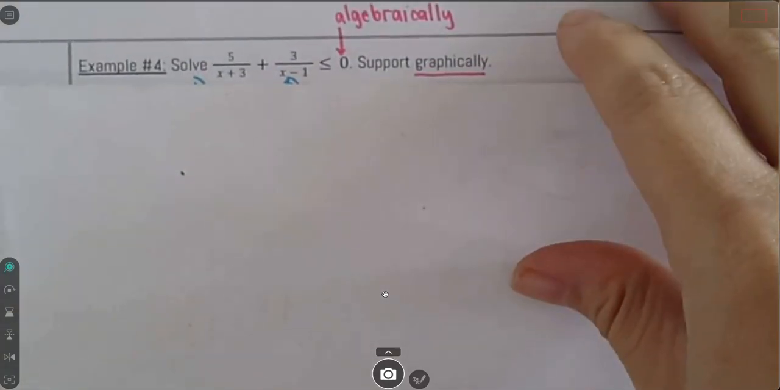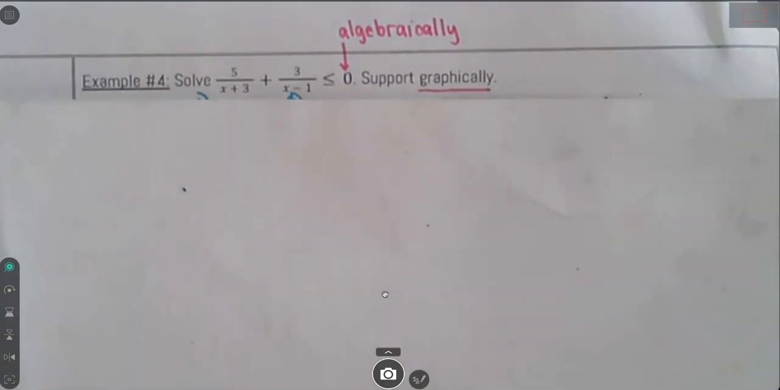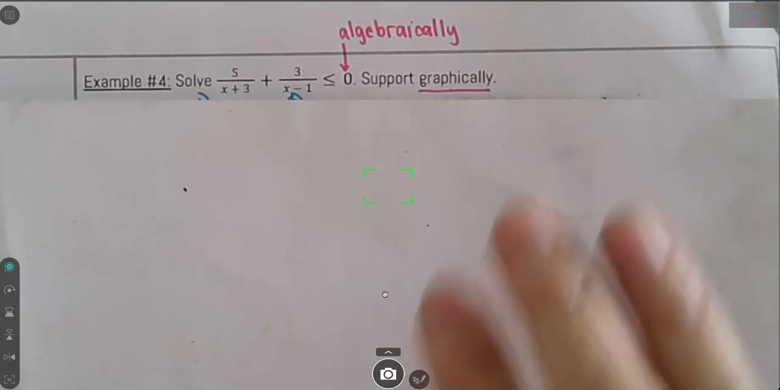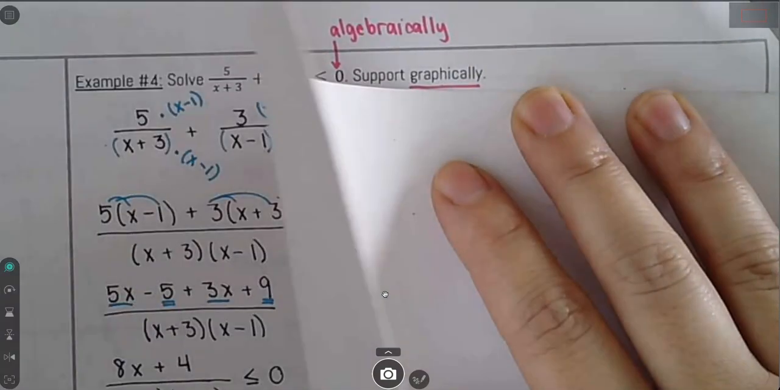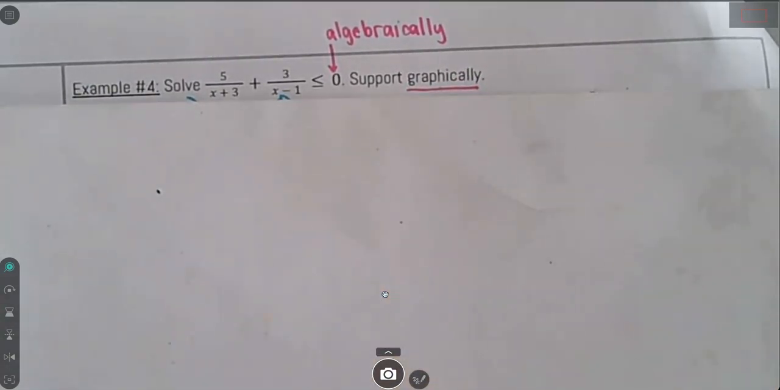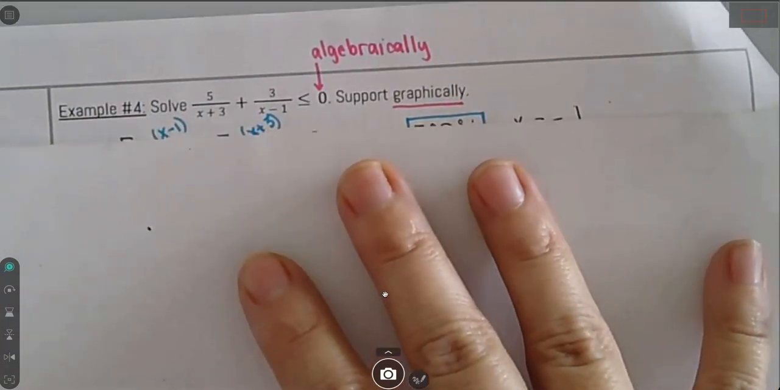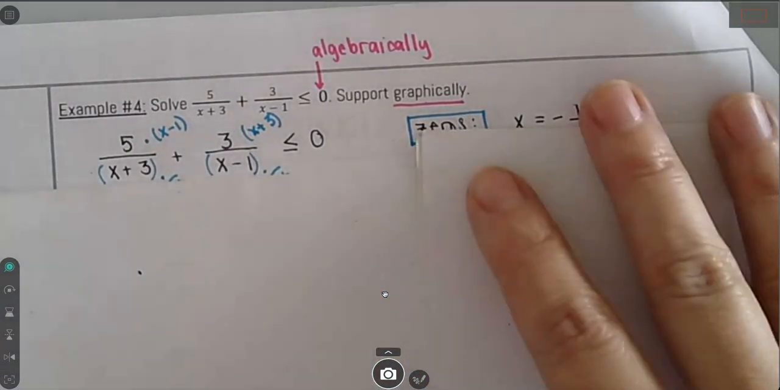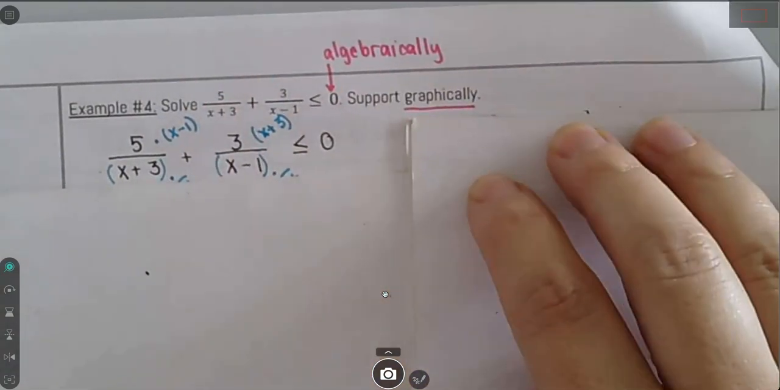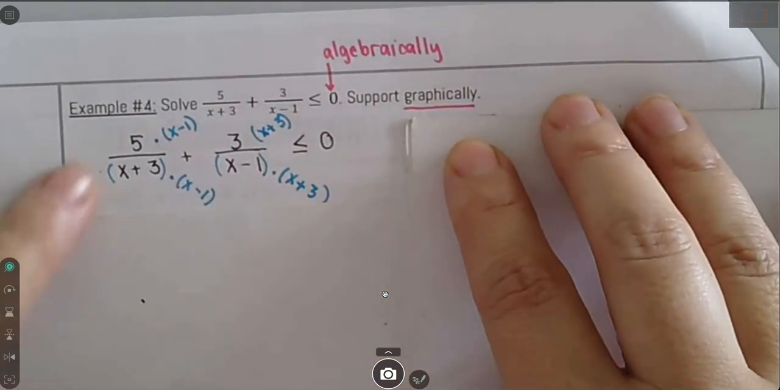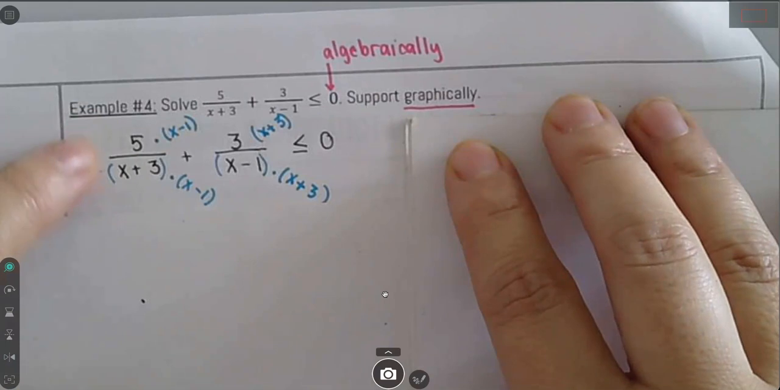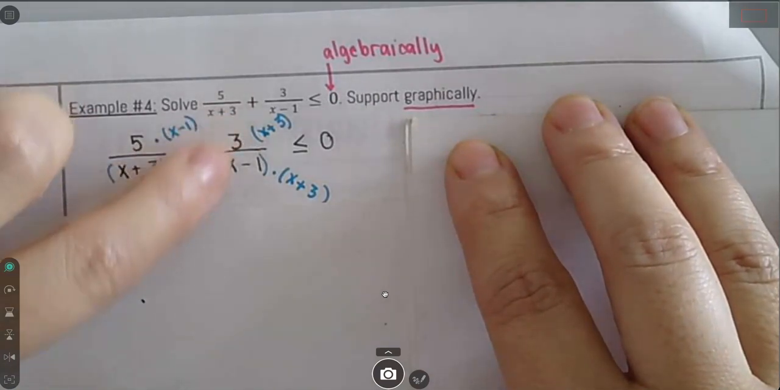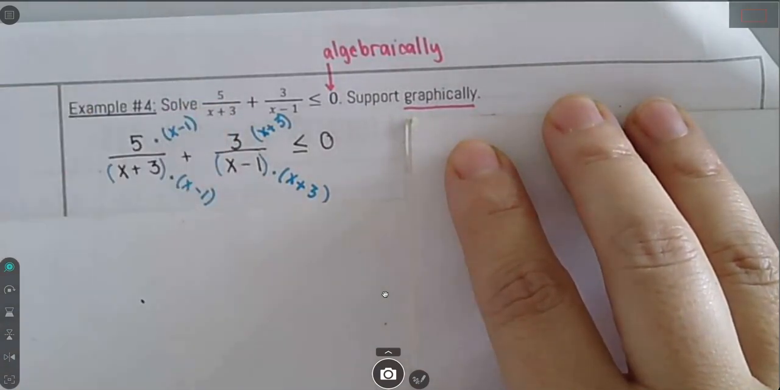All right, example number 4. We have this, and we're going to solve this one algebraically without a calculator, although you could also support it graphically. We'll solve it without a calculator, and then we'll graph it on a calculator just to check our work. First thing I'm going to do is try to get this looking like a regular polynomial. So I'm going to try to get a common denominator. I'm going to multiply top and bottom by x minus 1, multiply top and bottom by x plus 3.